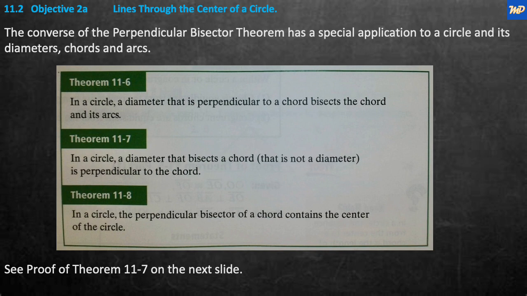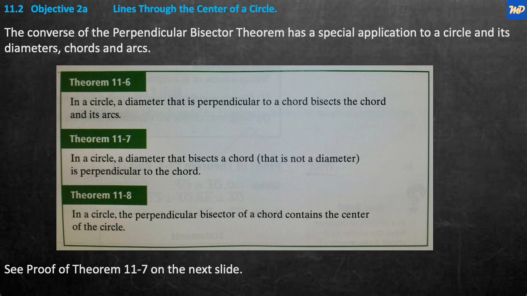Theorem 11.7 says, in a circle, a diameter that bisects a chord that is not a diameter is perpendicular to the chord. So now we know that it bisects it and it's also perpendicular to it. And thirdly, 11.8 says, in a circle, a perpendicular bisector of a chord contains the center of the circle.